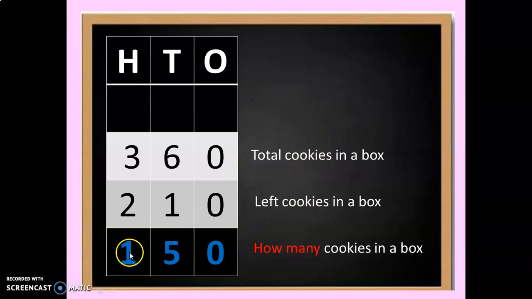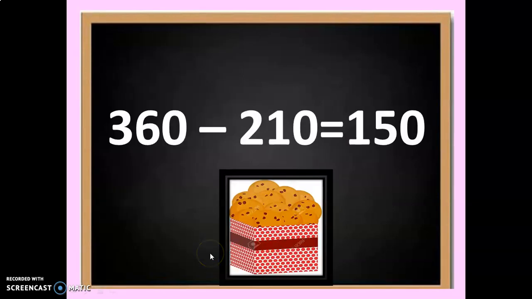So thus the difference of 360 minus 210 equal to 150 cookies, which he will give to his friends. We had total cookies 360 and someone had taken 210. Now what does he do? He distributes 150 cookies with his friends.